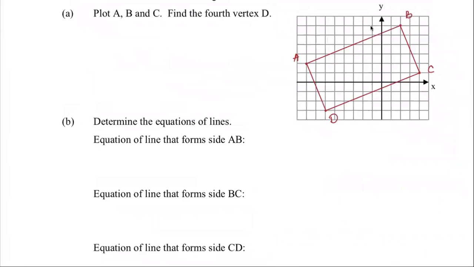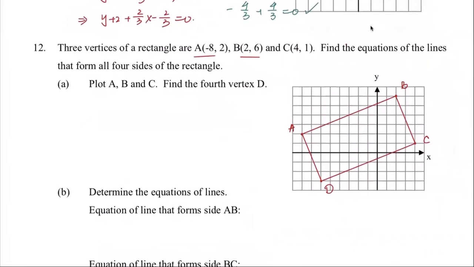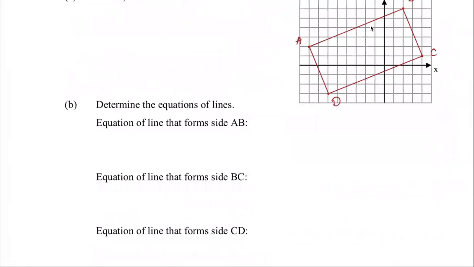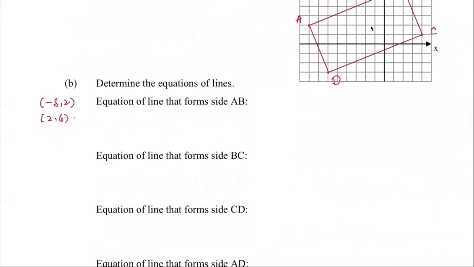Okay, so let me quickly solve these. A is minus 8, 2, B is 2, 6. Let me write it here: minus 8, 2, and 2, 6. So first step, find m. m is equal to (6 minus 2) over (2 minus minus 8)... that's 4 over 10, which is 2 over 5. That's the first step.